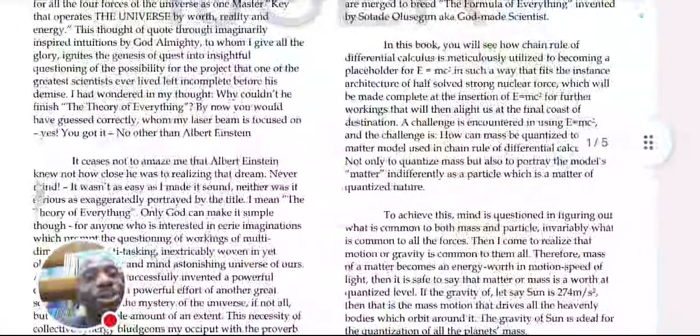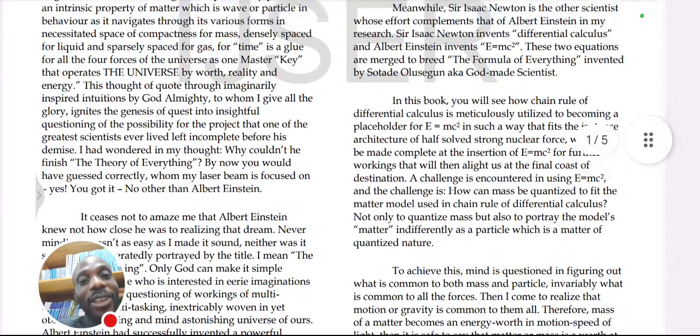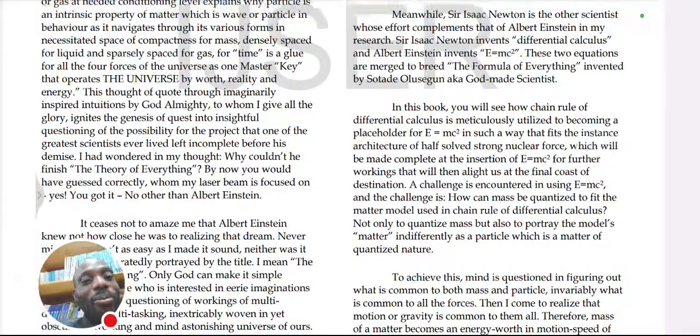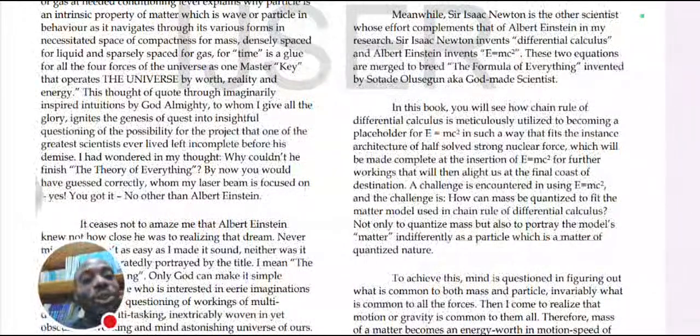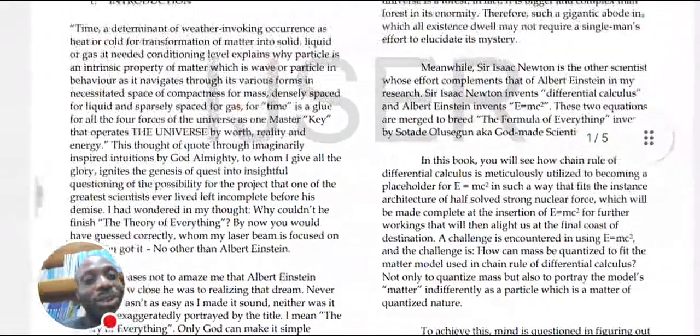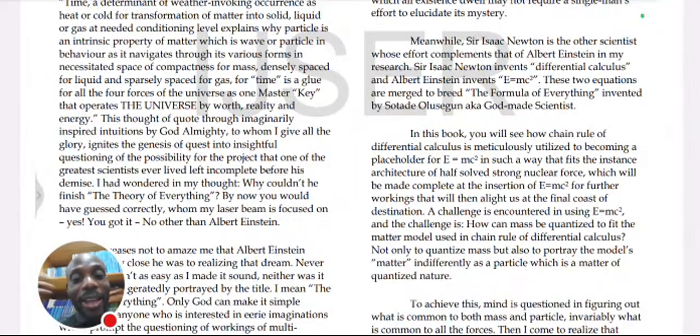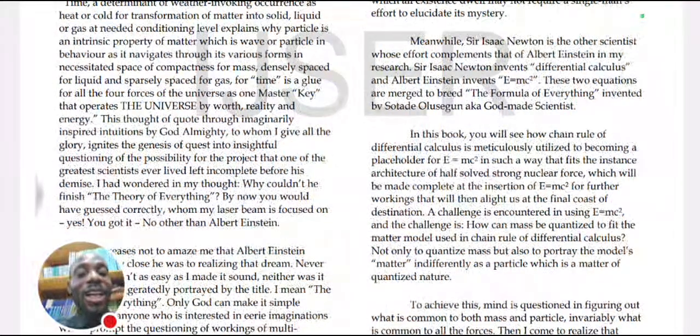And so then, through all this, if you read through, I decided to use the differential calculus of Sir Isaac Newton, then combine it with E equals MC squared. You can see that around this introduction. And so how do I envisage to do this? I just want to integrate that E equals MC squared in that differential calculus.